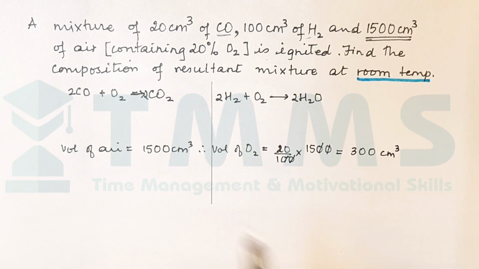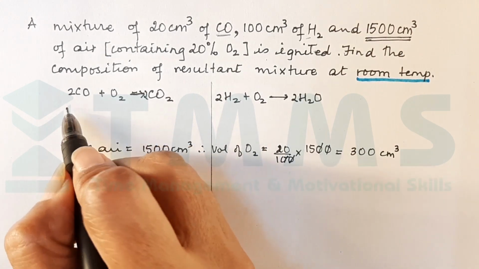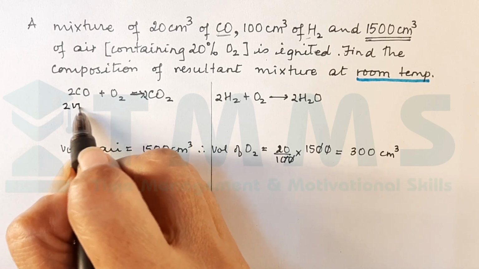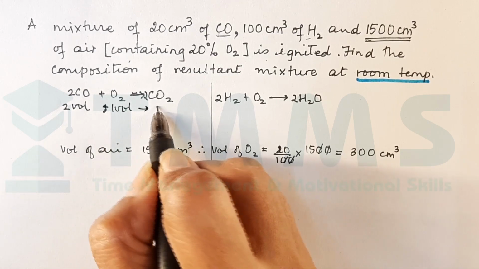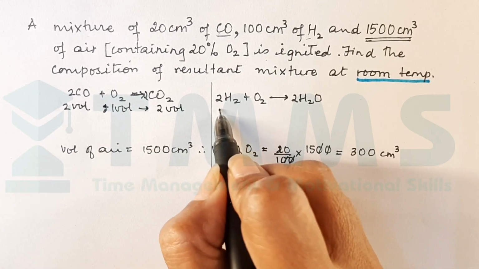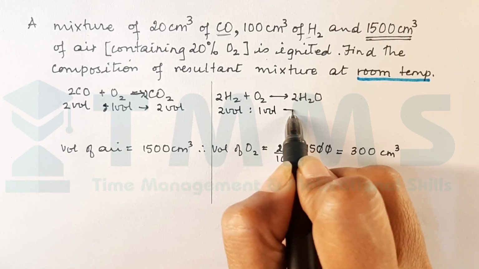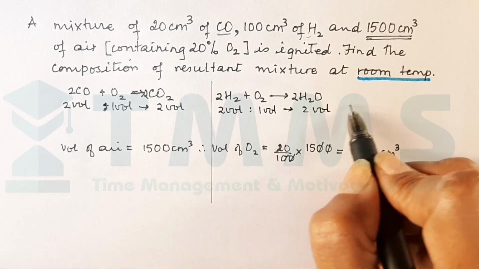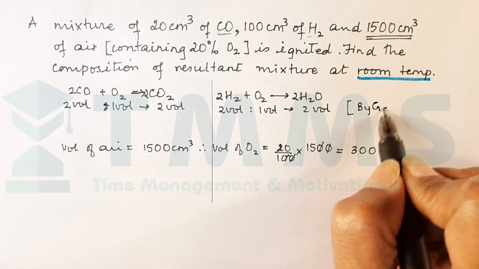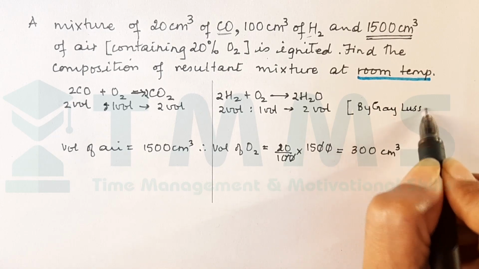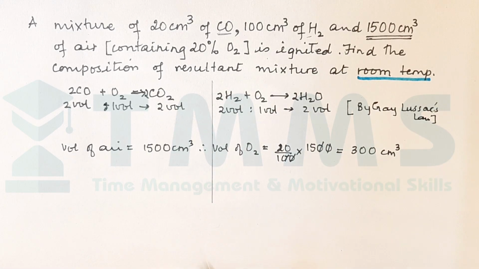Did we get that? Now, let us apply Gay-Lussac's law, and tip number 2 will be writing the volume. So this will be 2 volume is to here 1 volume, and that will give us 2 volume, and here again 2 volumes is to here 1 volume, and that is giving us 2 volume. Why do we say that? This is by Gay-Lussac's law. Correct? Now, what is our tip number 3?